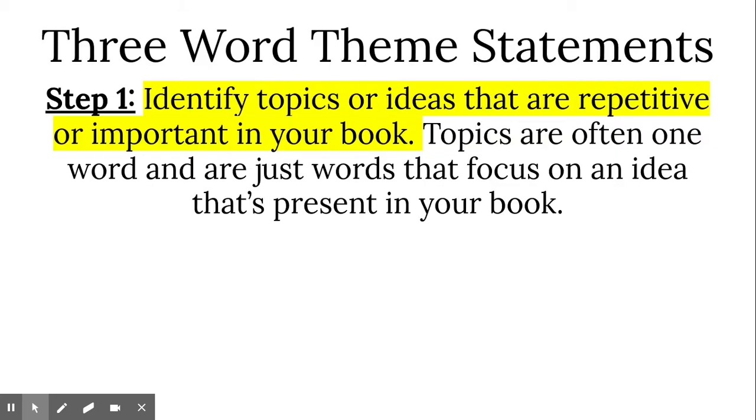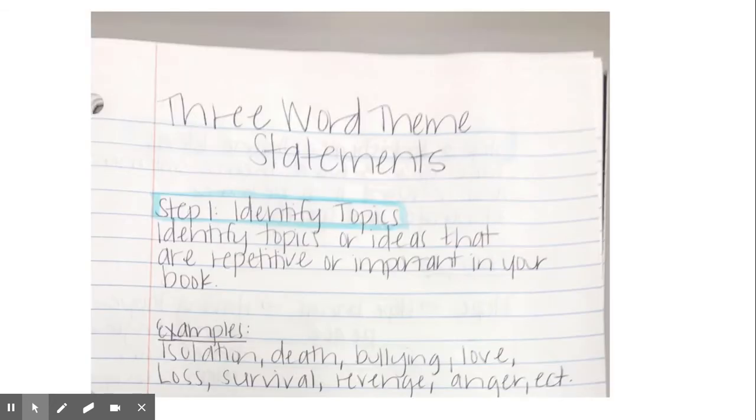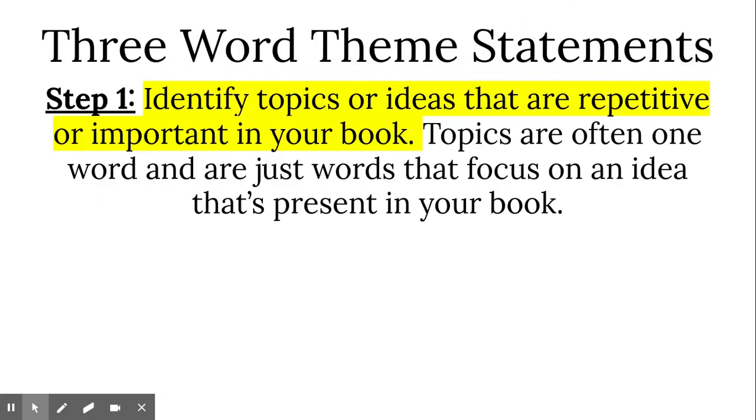In your language arts notebook or on your piece of paper, I would like you to please title it, I'm going to show you right here, 3-word theme statements, just like I have done in my notes. And again, we're going to be talking about 3 different steps. And for this particular one, we're going to start with step 1. So step 1 of this entire process is, in order to figure out theme, good readers are able to identify topics or ideas that are in their book that are repetitive or important.